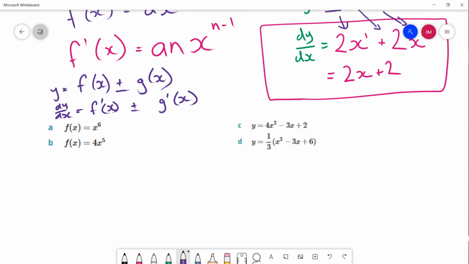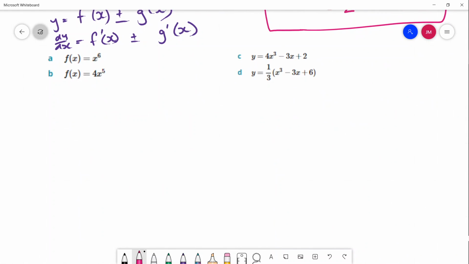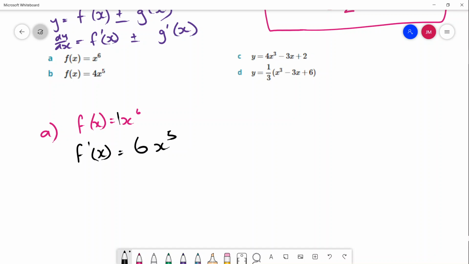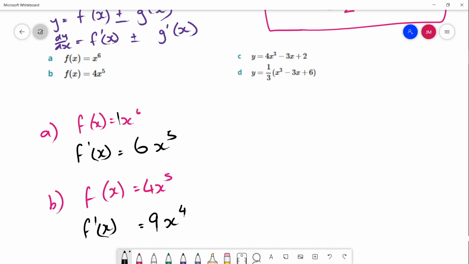Let's have a look at 4 little examples. We've got f of x equals x to the power of 6, so therefore the derivative would equal, now if there's nothing written at the front, there's always a 1 there, so that'd be 6 times 1 is 6, and then x to the power of 5. And that's it. That's your answer. Let's do part B. f of x equals 4x to the 5. So we go 5 times 4 gives us 20. This is the differentiation: 20x to the power of 4. The power drops down by 1.